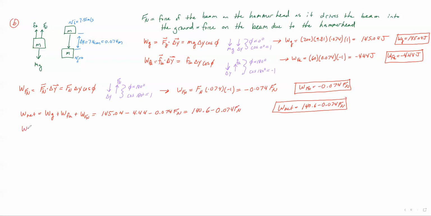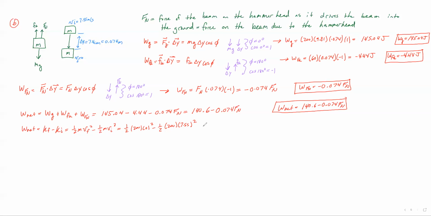So we know that W net is equal to K_f minus K_i. Okay. Well, I know that that's equal to 1/2 m v_f squared minus 1/2 m v_i squared. Well, I know what v_f and v_i are, right? So I know that's going to be 1/2 times 200 times 0 squared, because its final velocity is 0. And that's going to be minus 1/2 times 200 times 7.55 squared.